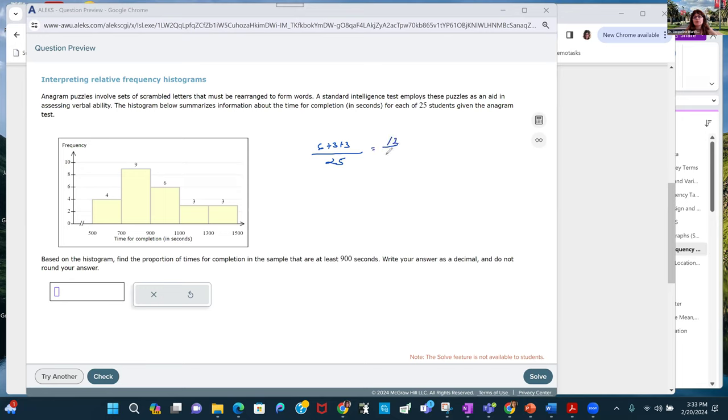And it's nice that they're giving you a nice denominator, because to get a percentage, you can just multiply by 4, right? Because that's a fraction that equals 1. So you get 48 out of 100, or 48%. They say to write as a decimal, so 0.48. And again, that's all of these.